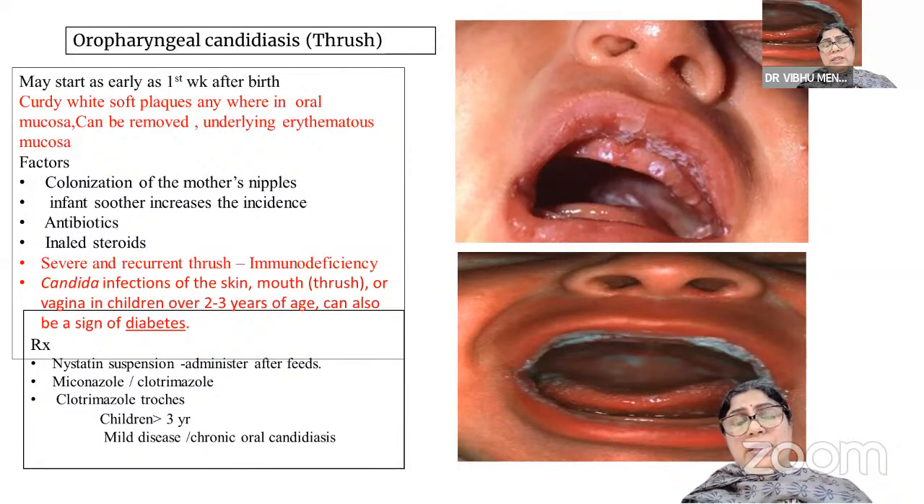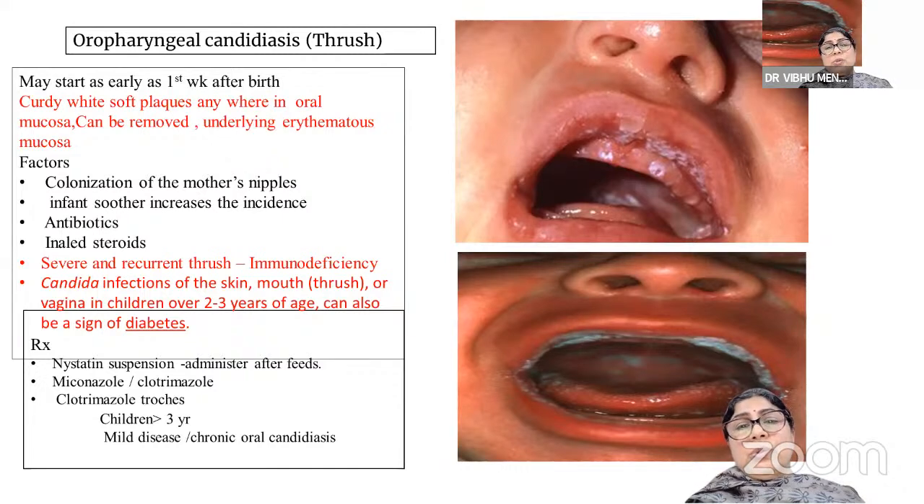We use antibiotics for treating any URI or any infection in the baby, and that also predisposes to candidal infection, and inhaled corticosteroids. So sometimes beyond infancy also we see this oral thrush in those who do not maintain a good oral hygiene, and these children use inhaled corticosteroids.